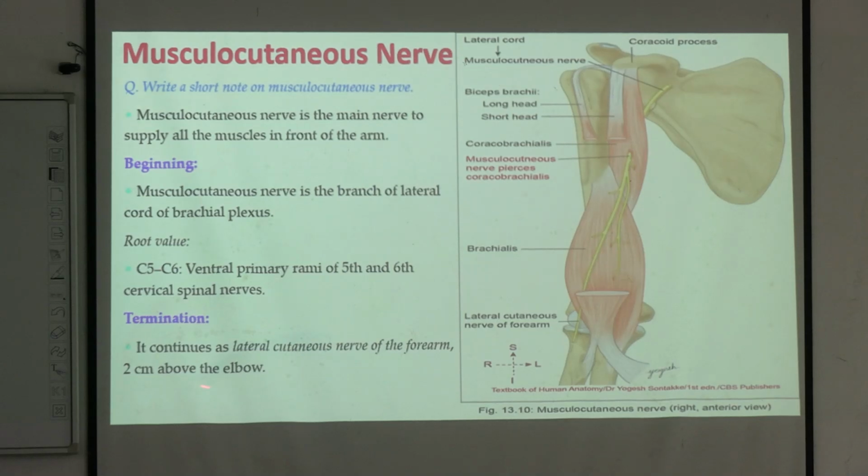Termination: it continues as the lateral cutaneous nerve of the forearm 2 centimeters above the elbow. This is also asked in your OSPE question. Beginning, termination, root value, supplying muscles, all of those will be asked in your OSPE.